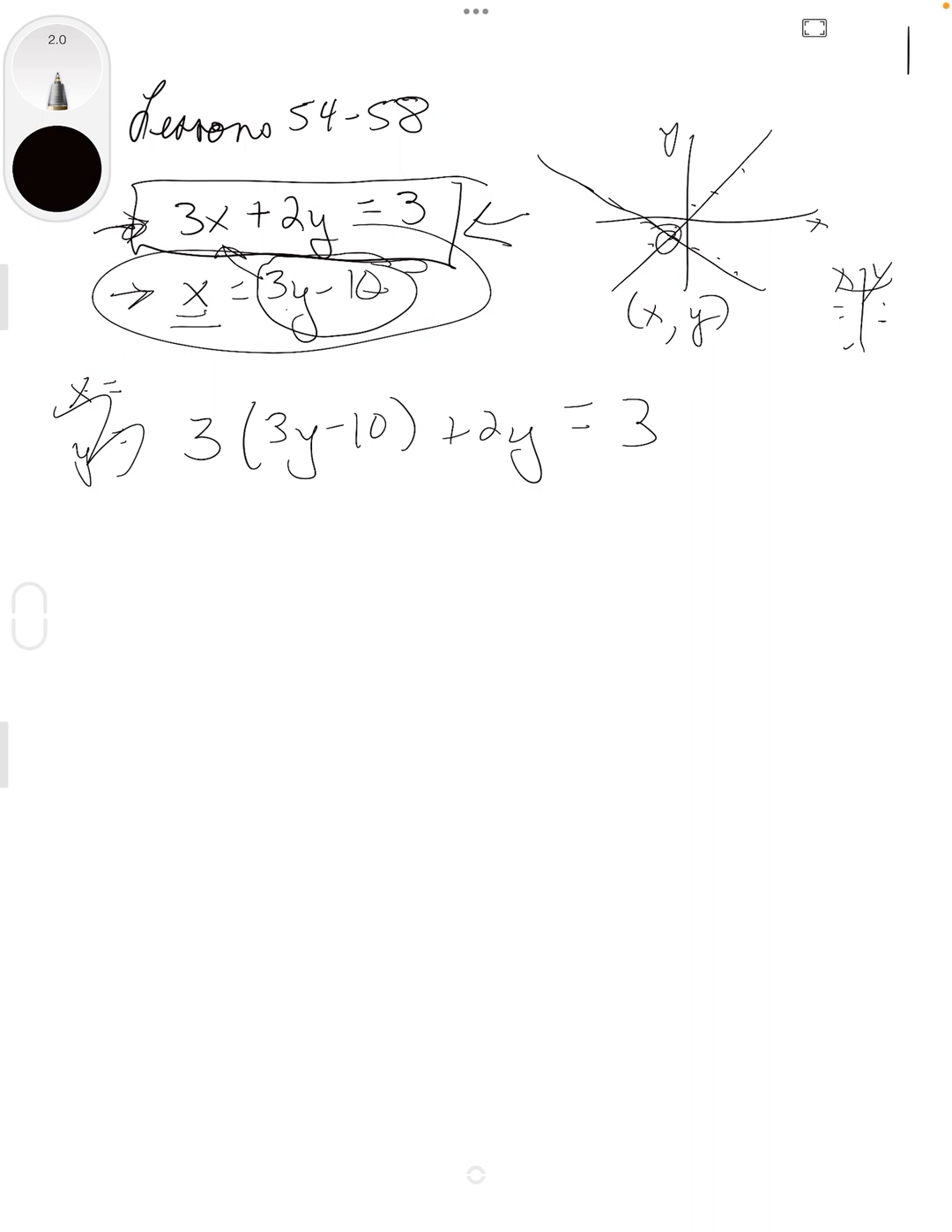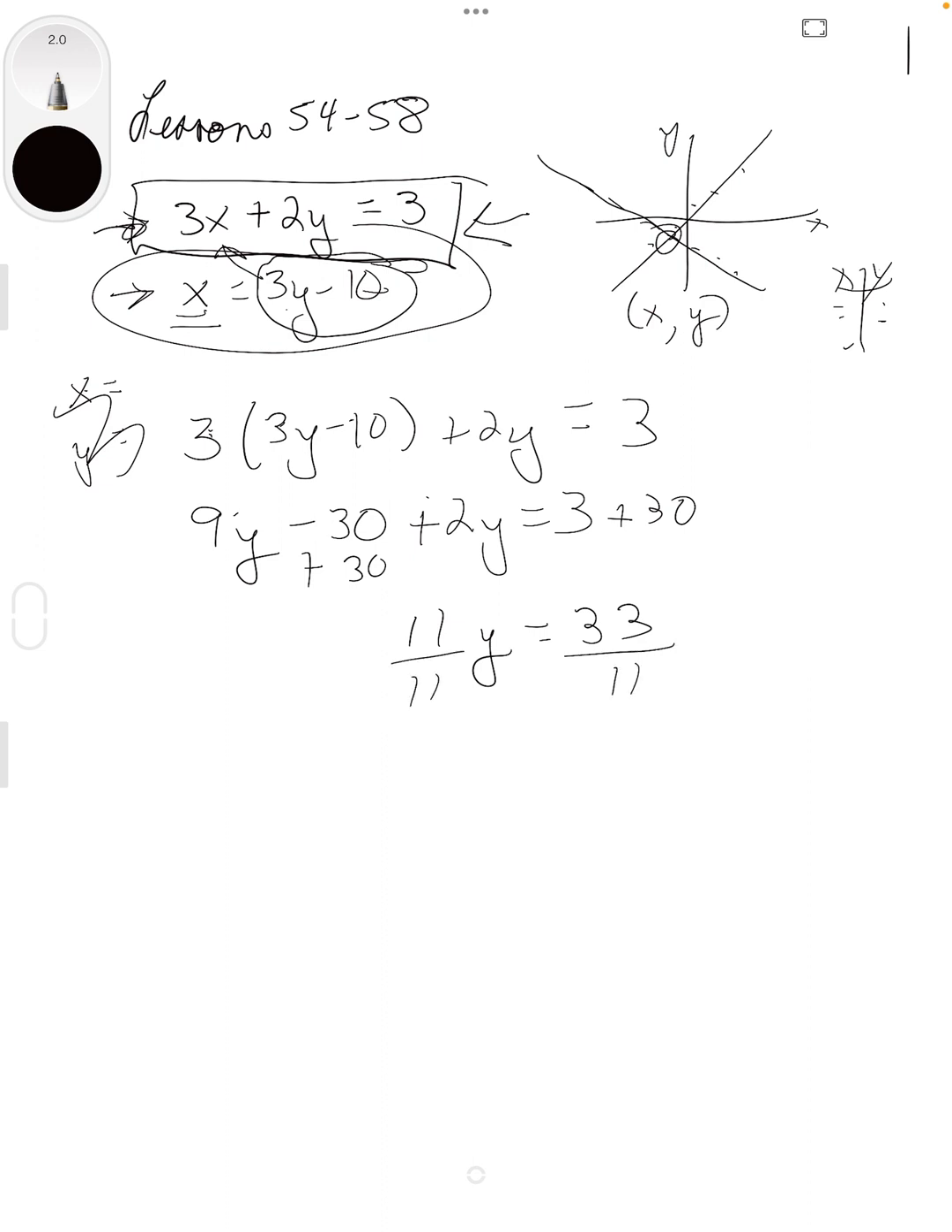And now solving this. Remember, I said that the most common thing you use in algebra is the distributive property. So I have 3 times 3y, which is 9y, 3 times negative 10, which is negative 30, plus 2y equals 3. I'm going to put all the numbers on the right, so I'm going to add 30 to both sides. And I get 33 on the right. And 9y and 2y is 11y. And then I'm going to divide both sides by whatever number's in front of the y, in this case 11. So y is equal to 3.